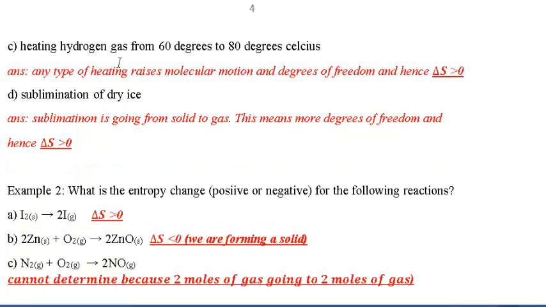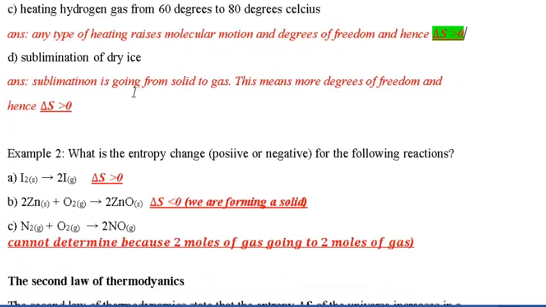All right, heating hydrogen gas from 60 degrees to 80 degrees. Heat causes more thermomolecular motion. Heat increases kinetic energy. Heat makes the molecules spin. Rotational energy, vibrational energy, they expand, they occupy more space. Yeah, this is definitely a process that incurs more disorder. It's a spontaneous process. The entropy should increase.